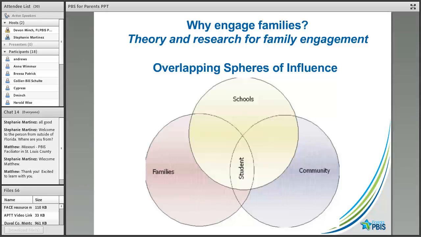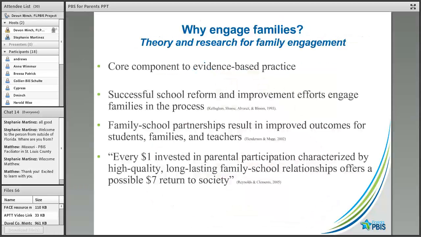The theory that supports family engagement is one of Epstein's called overlapping spheres of influence, which just talks about the need to make environments that students come into contact with more consistent and which helps students navigate those environments more successfully. So the more that we can make schools more home-like and communities more school-like and vice versa, and more of those environments alike and similar, the easier it is for students to navigate those contexts.